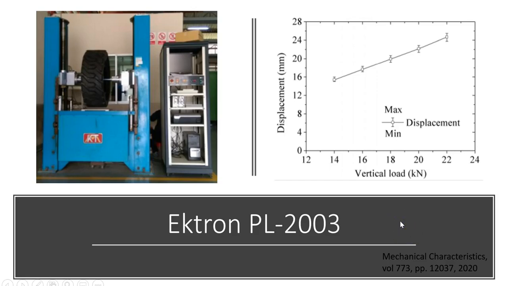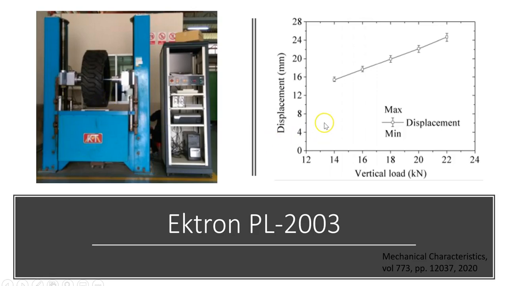And so there was another study done to find the vertical stiffness of the tire using the Ectron PL 2003, which is in the top left of this slide. This tire would be spinning on the machine, and then a force would be pushed to the bottom of it, which would show the amount of displacement.